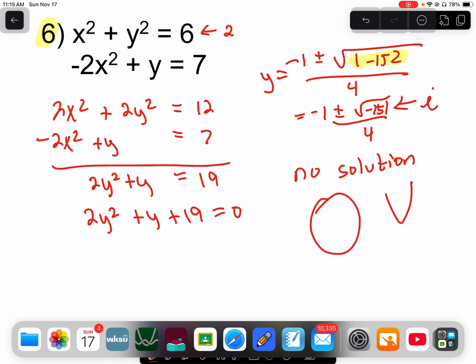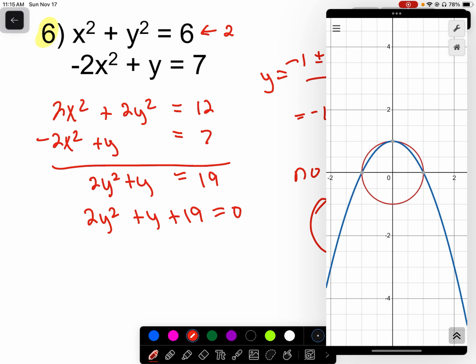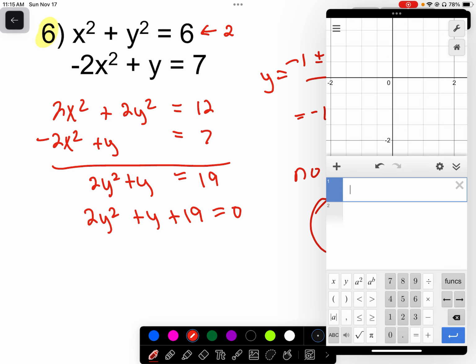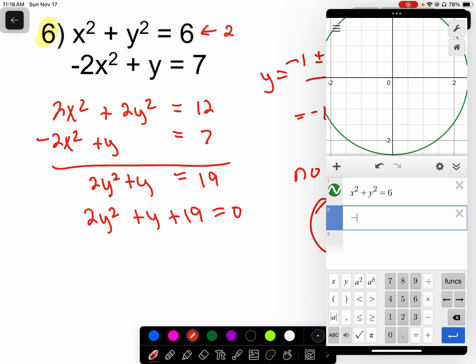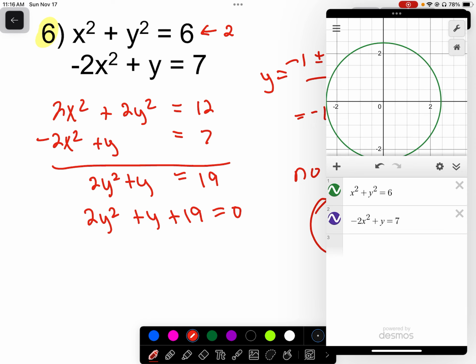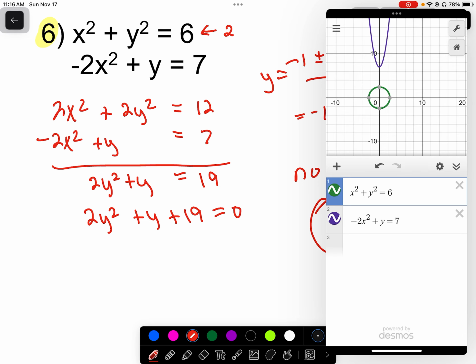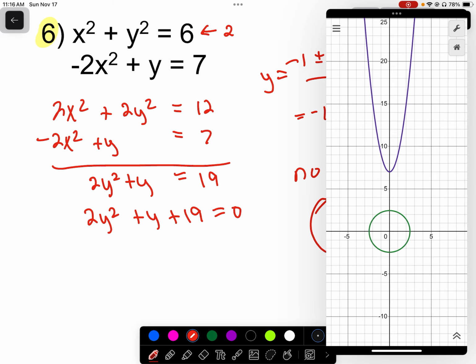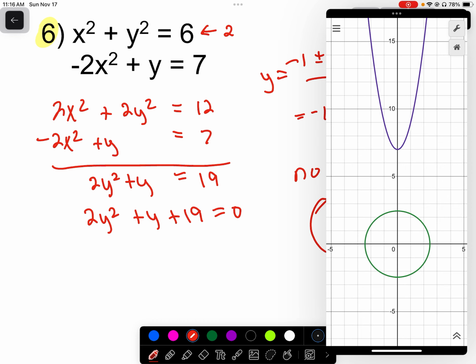So let's check that. Let's do these ones to just verify that our math is coming out what we think. Remember, our algebraic manipulations and our geometry should always line up. If they don't, one of them is wrong. And I was right. My parabola is up too high and it doesn't cross over my circle.